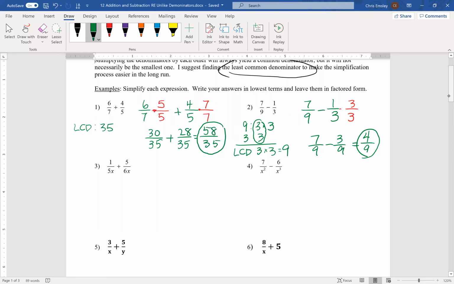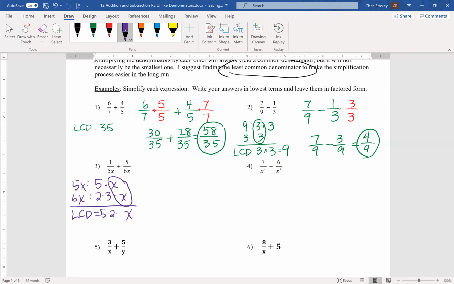Next up, we're going to throw some variables in here. Our two denominators this time are 5x, which is just 5 times x, and 6x, which can be broken down into 2 times 3 times x. So we break it down into its prime factors, and that tells us the least common denominator. The x's are shared, so we only need to include that once in our common denominator, but none of our factors are shared, so we need to multiply all 3 of those numbers together. So 5 times 2 times 3, that means our LCD is going to be 30x.